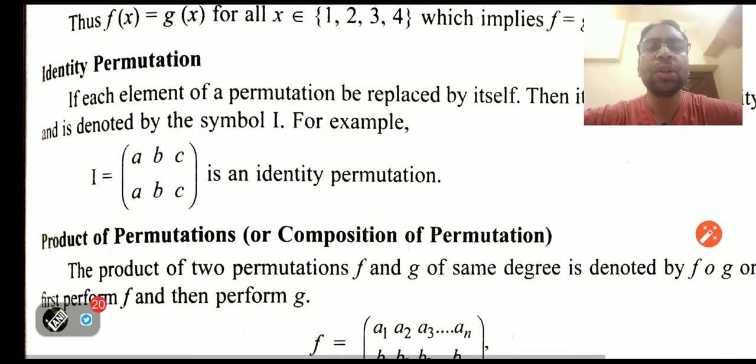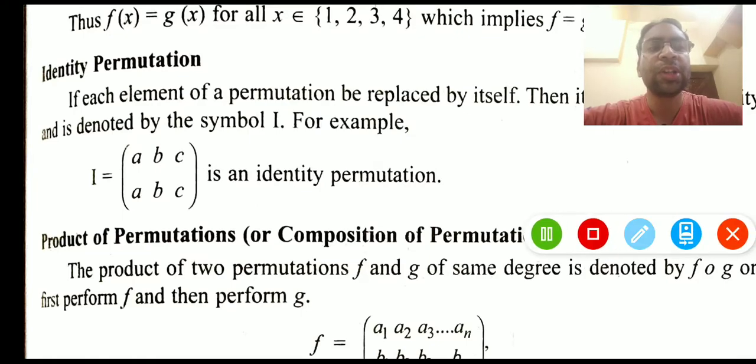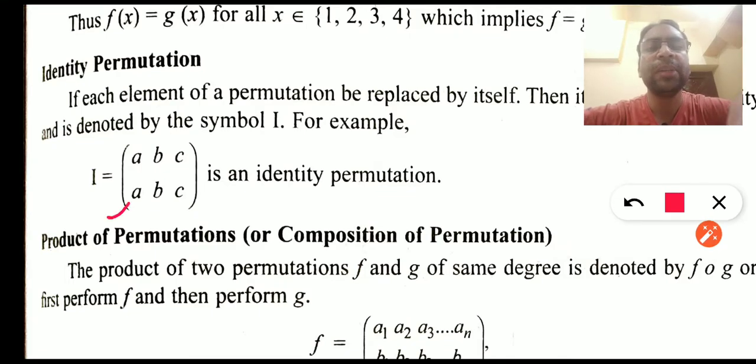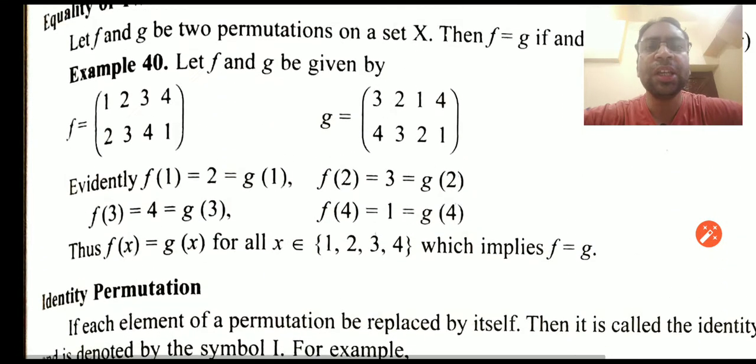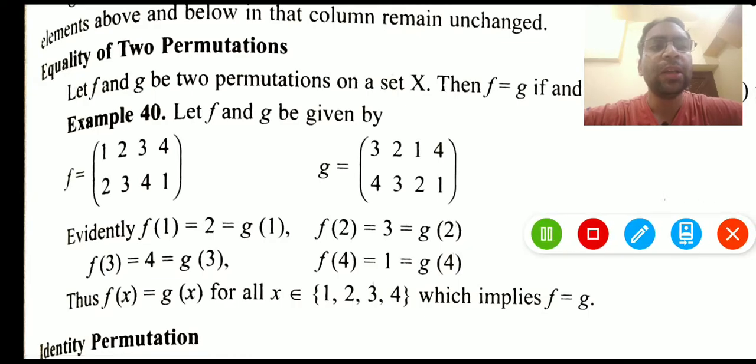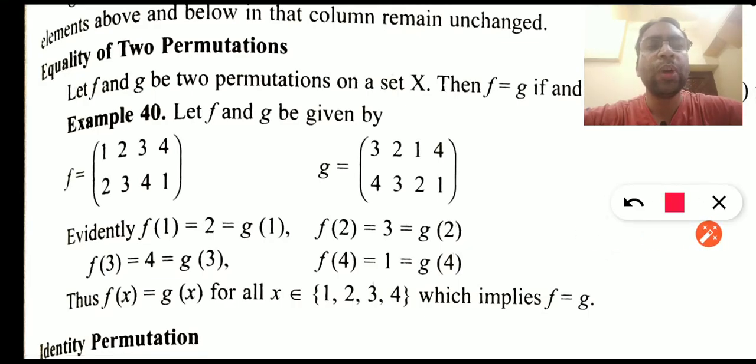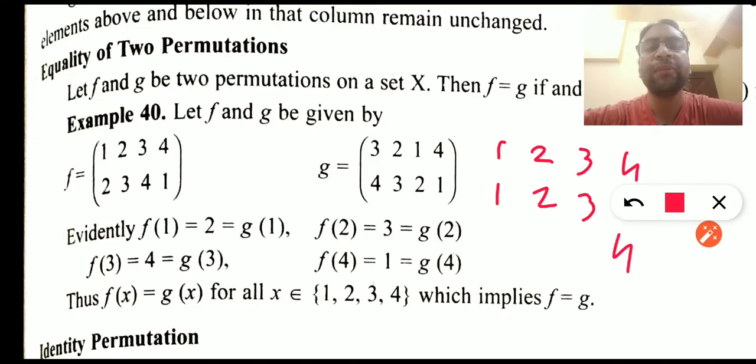Identity permutation. What is an identity permutation? A permutation whose elements are mapped to themselves only is the identity permutation, which means A is mapped onto A, B is mapped onto B, C is mapped onto C. Like in the previous case, if we had some other mapping where the element 1 is mapped onto 1, 2 onto 2, 3 onto 3 and 4 onto 4, this would have been the identity permutation.